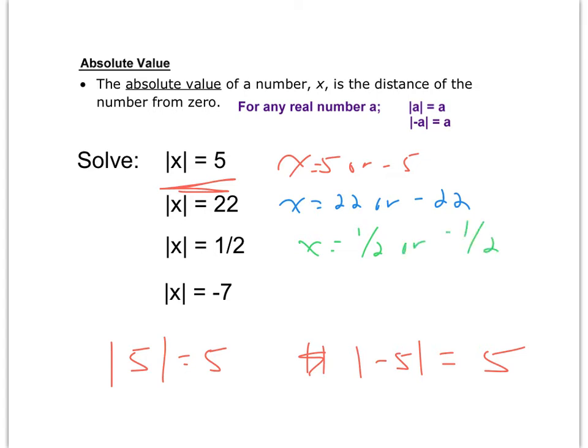And the absolute value of x is equal to negative 7. You want to say, oh, plus or minus 7. No, no, no, no, no. The absolute value will never equal a negative. So therefore, there is no solution. If the absolute value of x is equal to a negative, there is no solution for x.